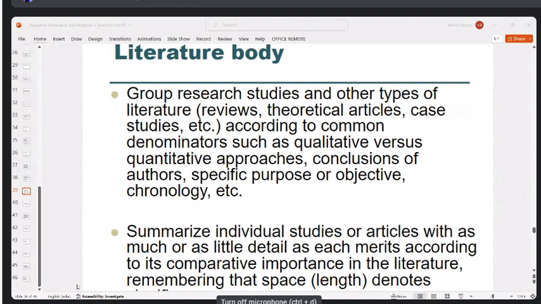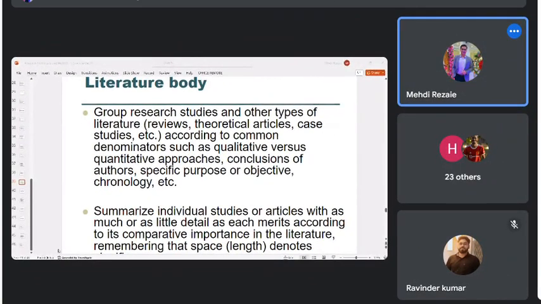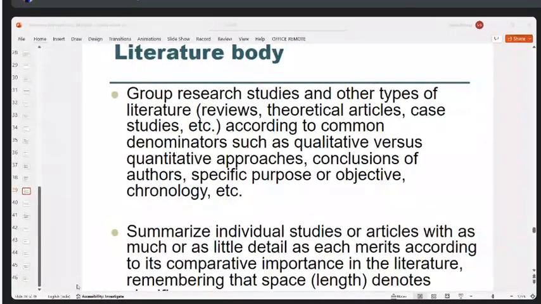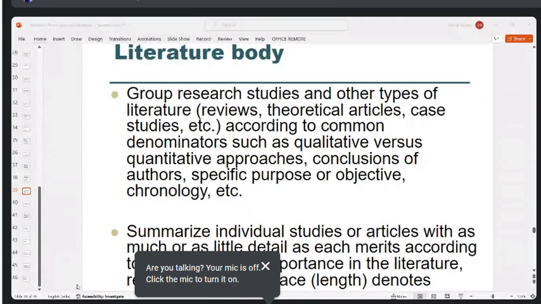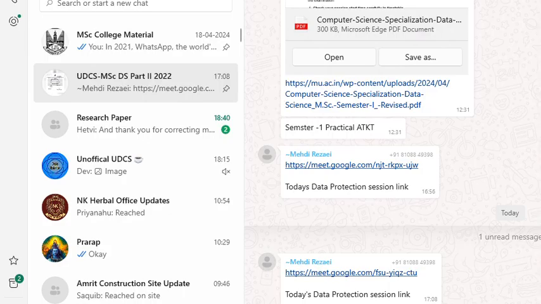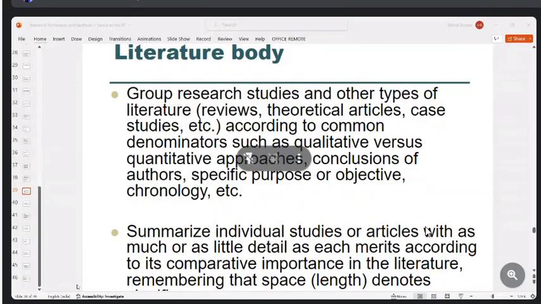Okay, so anybody else who has any other question? Great. All right, then I guess that's pretty much it for today. If you still have any questions, you can always email me.